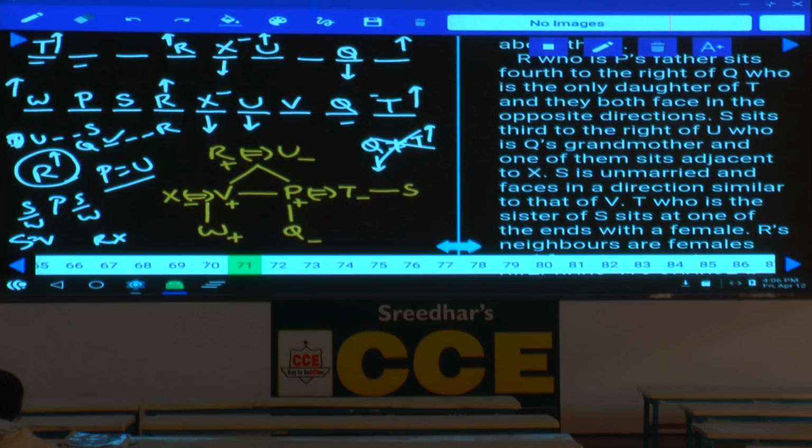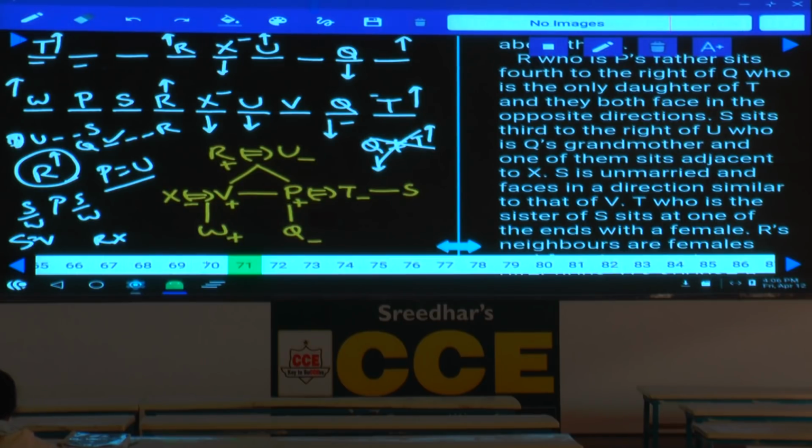Then, coming to the directions here, S and V are facing the same direction, isn't it? As S and V, then R, who is P's father, sits fourth to the right of Q. R is seated fourth to the right of Q. As R is seated fourth to the right of Q, Q must be facing south. And Q, who is the only daughter of T, and they both face in the opposite direction. And which two persons are in the opposite? Q and T are in the opposite direction. S sits third to the right of U. Now U is facing towards south, S seated third to the right of U, it is valid. And one of them adjacent to X.